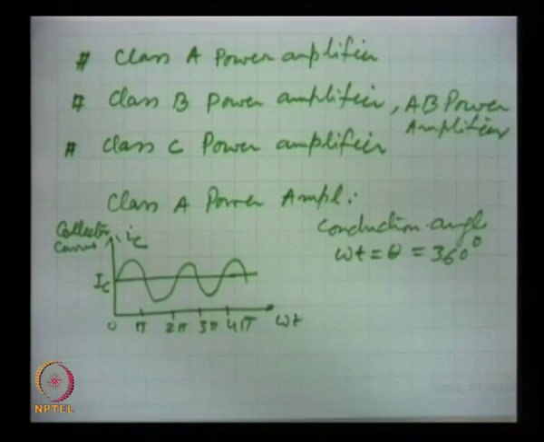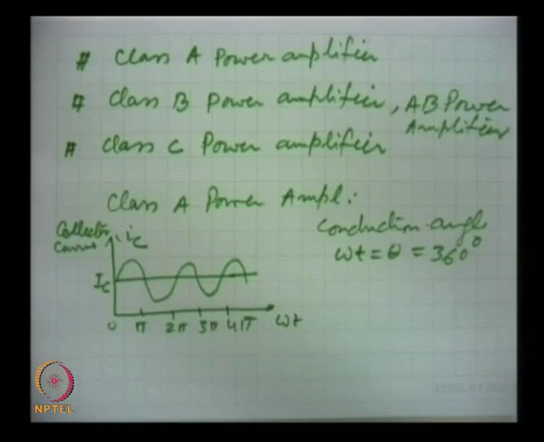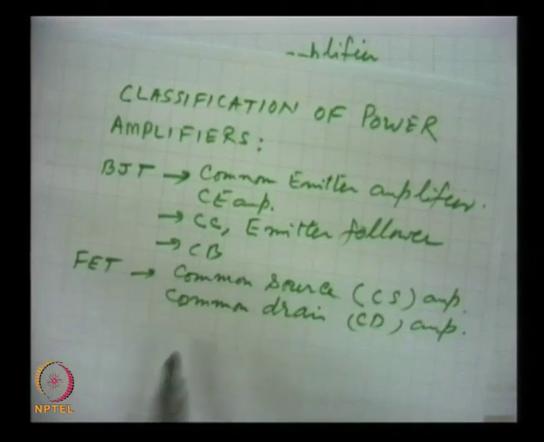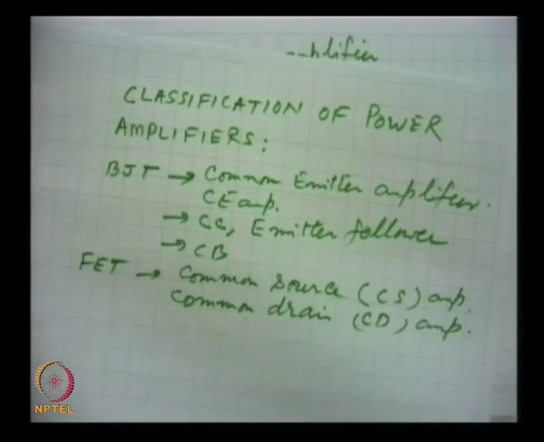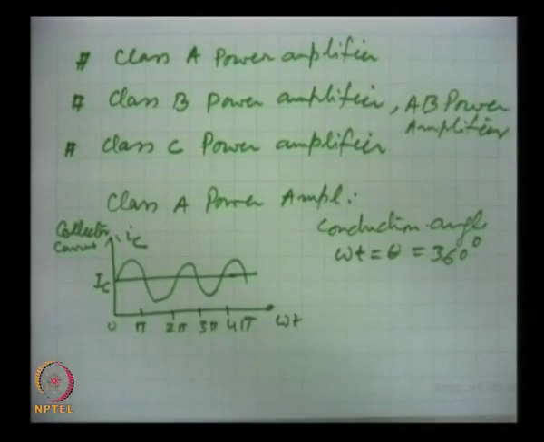This is class A operation or class A power amplifier. Here conduction occurs even for all these transistors also. So, in fact, these small signal amplifiers invariably all operate in class A amplifier from this angle, but as I said, considerations will be entirely different. Here these current and voltage swings will be very large, and we are concerned with the efficiency of the circuit and what is the maximum power the circuit can deliver. These we will be seeing.